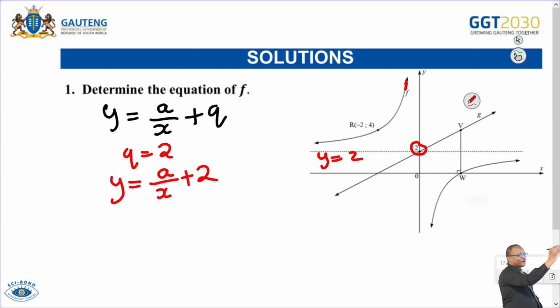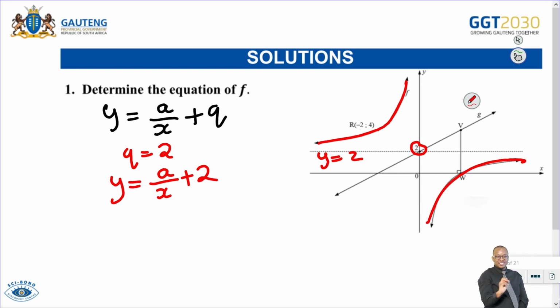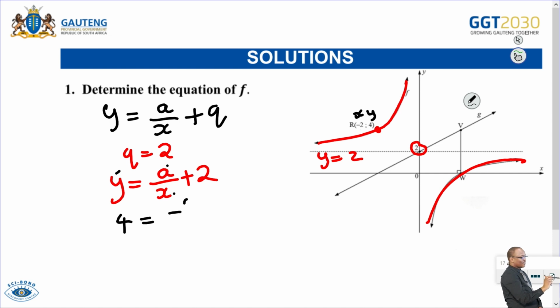Now, on the graph of f, because we are determining the equation of f, we must identify a point on that graph, of which we do have a point. Remember, in this case, we have 3 unknowns. 1, 2, 3 unknowns. And I can't solve for a when I have 3 unknowns. But r has x and y, where y is 4, and x is negative 2, which is going to be a all over negative 2 plus 2.